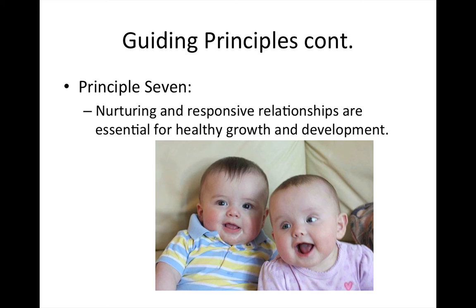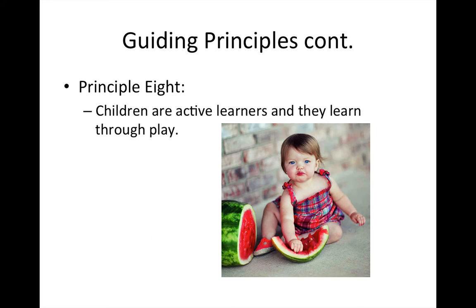Principle 7 is that nurturing and responsive relationships are essential for healthy growth and development. Relationships with sensitive, caring adults are so important for children's development in all domains. It's going to be affected.